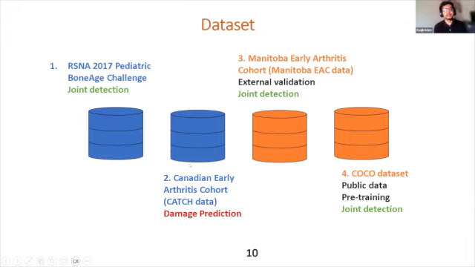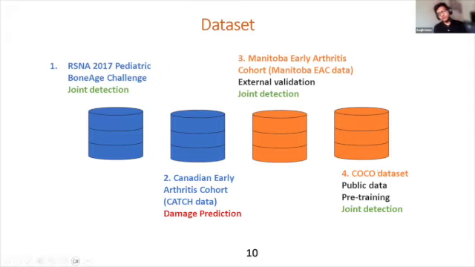The second one is a Canadian early arthritis cohort data, which is the CATCH data, and it contains expertly annotated SHS scores of patient radiographs. This data set was used to train the damage prediction part of our model. The third data set is the Manitoba early arthritis cohort data, and we use this data for external validation. We do not train any models on this data, particularly the external validation of the joint detection model.